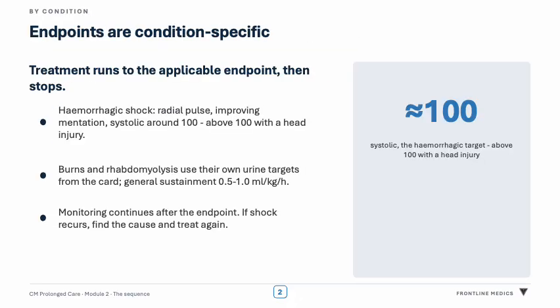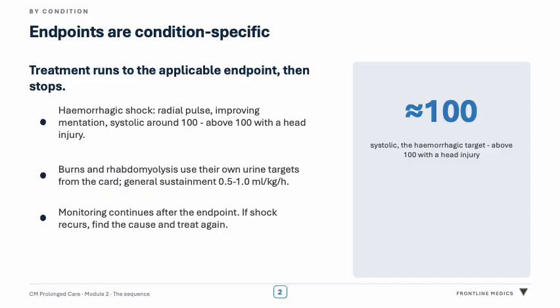Resuscitation endpoints are introduced here once, and they depend on the condition. In hemorrhagic shock, a palpable radial pulse, improving mentation, systolic around 100, above 100 when a head injury is suspected. Burns and rhabdomyolysis use their own urine targets which live on the card. General sustainment, 0.5 to 1 milliliter per kilo per hour of urine.